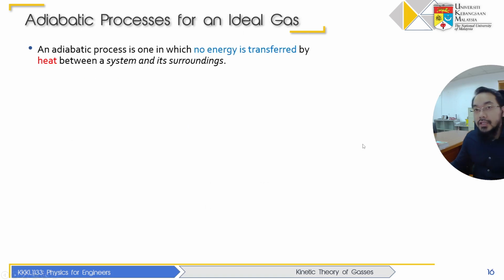Now we're going to look specifically at adiabatic processes for an ideal gas. Why do we need a specific section for adiabatic processes for an ideal gas? This is because we have looked at the isothermal process, constant volume, and constant pressure. They are more or less the same, and we can apply PV equals nRT, which is the state equation.